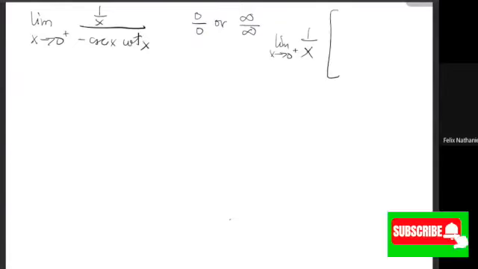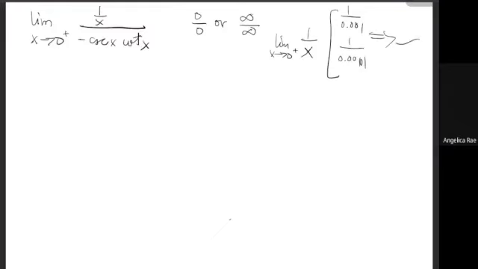Anong value niya? What is the value when x gets infinity? Tandaan niyo yan. Tandaan niyo palagi yan. Infinity. Pero yung denominator, medyo kailangan mo pa siyang i-rewrite.